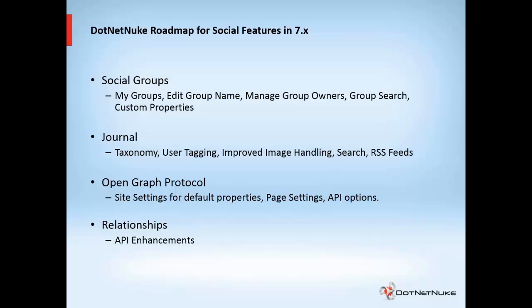The other item on the list is Open Graph Protocol. Some people may not be familiar with this. There are some great articles about it. But this is basically the way that Facebook and other social media sites are sharing information and really digging into the social graph. So we want to add some capabilities into the framework, things like under site settings, you'll have some default properties for Open Graph Protocol. Then you'll have page settings, then API options that go along with that. We're hoping that this will make it into 7.0 as well.